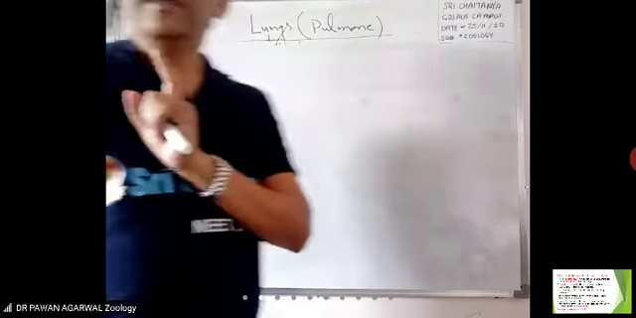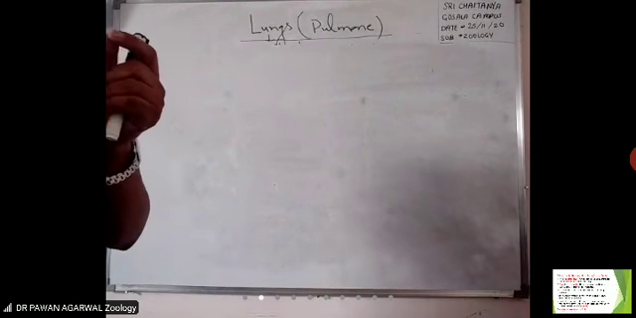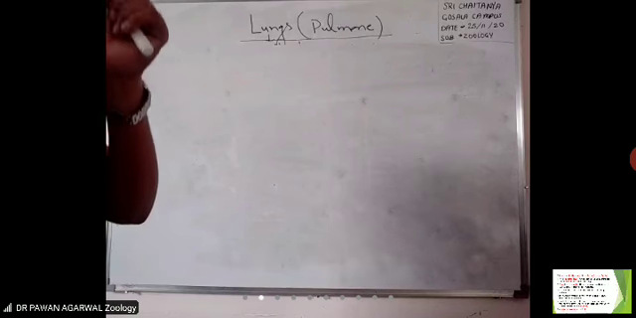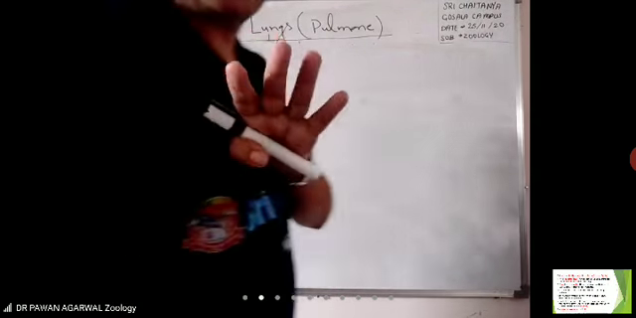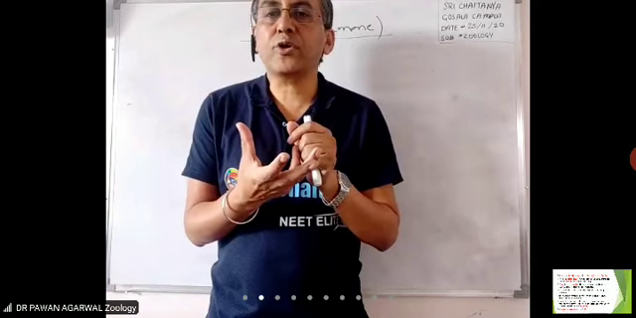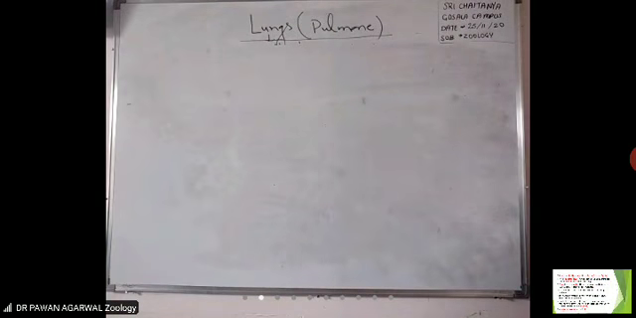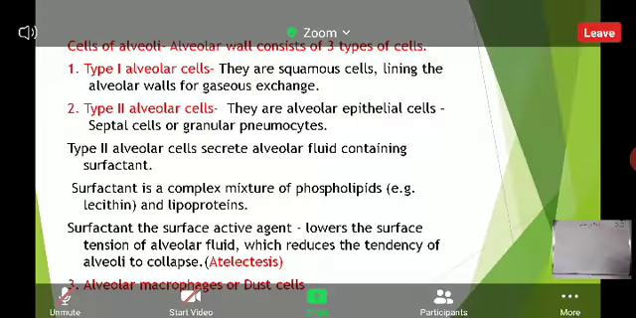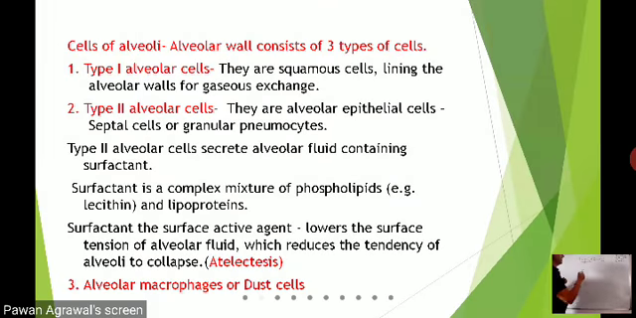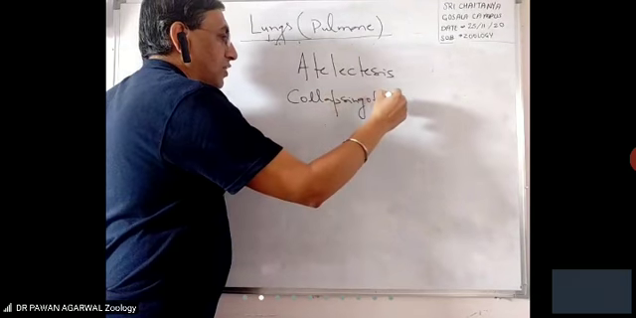Surfactant is a chemical substance which is made up of phospholipids, lecithin, and lipoprotein. It reduces the surface tension, and when surface tension reduces, it helps alveoli to expand. Without surfactant, the alveoli are not able to expand. This causes the collapsing of lungs, which is known as atelectasis. Atelectasis means the collapsing of lungs or collapsing of alveoli.